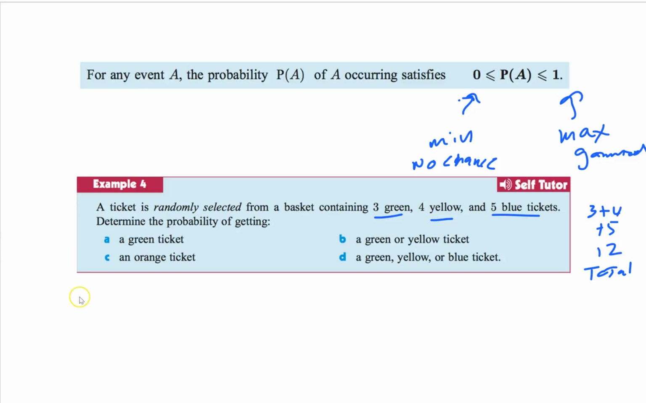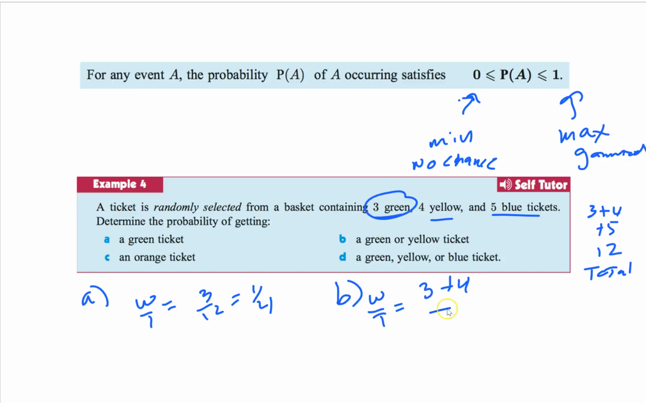So over here, what's the odds of getting a green ticket? Well, there's 3 green tickets. Right? 1 over total. 3 over 12, or 1/4. Or 25%. So there you go. B, a green or yellow ticket. Oh, they're trying to be a little tricky. Green or yellow. So there's 3 greens. There's 4 yellows. So a total of 7 tickets you want over the possible 12. So 7 over 12.